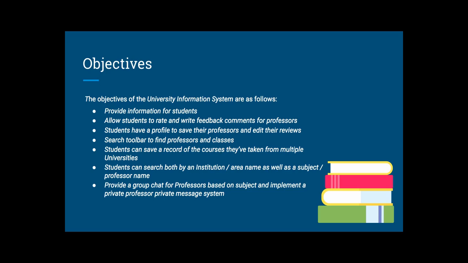All right, so these are the objectives that we set out to achieve when starting this project. So let's just run through them. We need to provide information for students, and allow students to rate and write feedback comments for professors. Students have a profile to save their professors and edit their reviews. A search toolbar to find professors and classes. Students can save a record of courses they've taken from multiple universities, which would be really convenient.